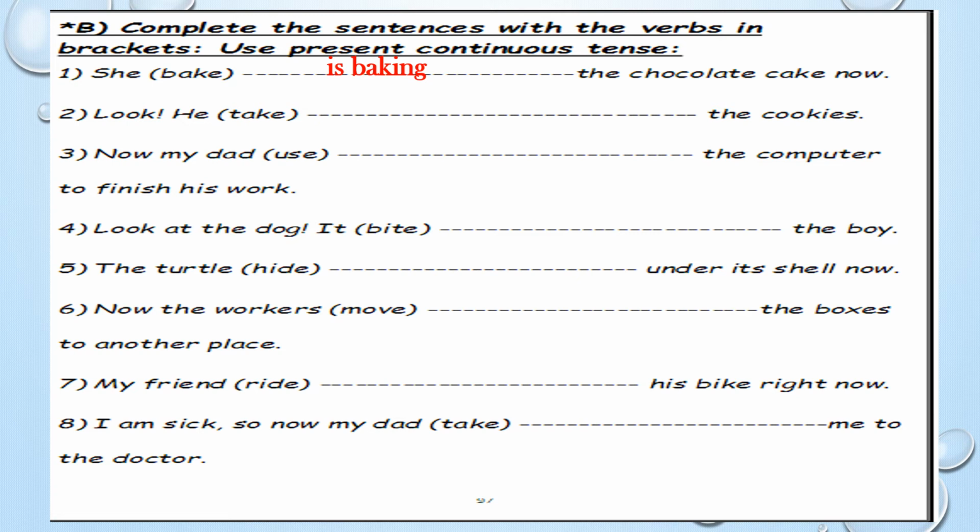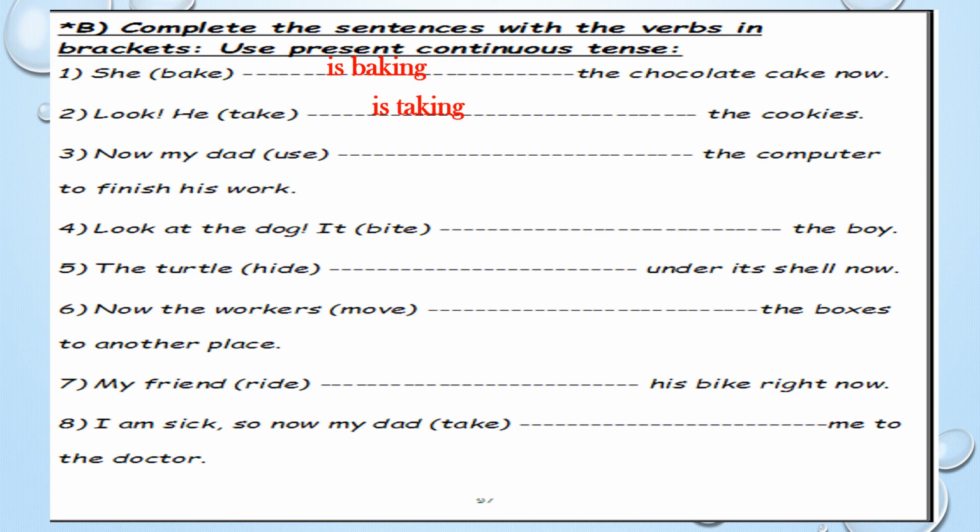And the first spelling rule is that if we find E at the end of the verb, we cancel it and put ing. Number 2. Look, he take the cookies. Look also is from the keywords. So he takes what? Am or is or are? Is. So he is taking. Take ends with E, so we cancel the E and put the ing.